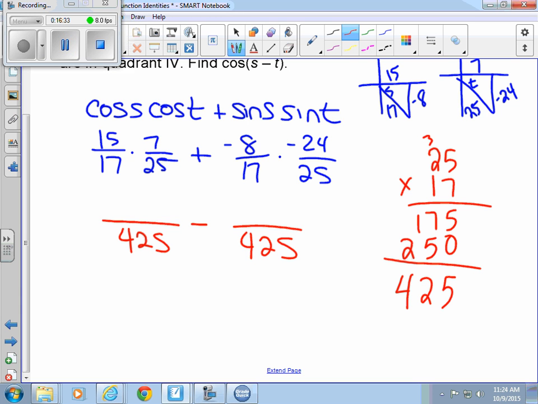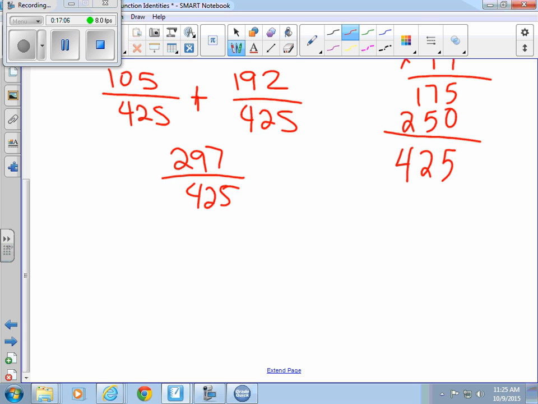15 times 7. 105. And 8 times 24. 192. Sound good? Add those up, and I get 297. That's a bigger number, right? Yeah, it would have to be a tough one. If it were non-calculator, I'd take it.